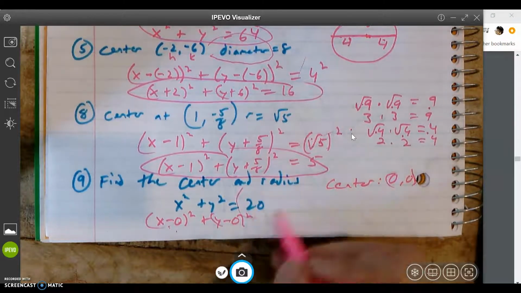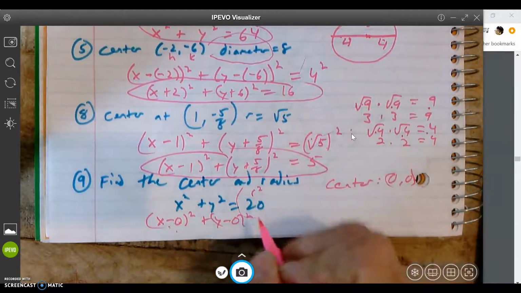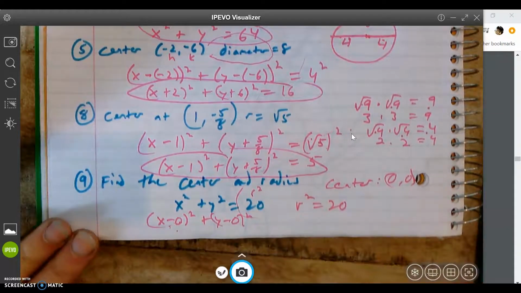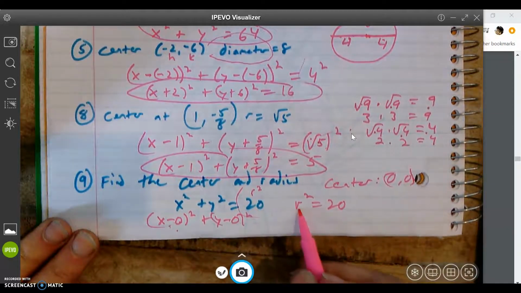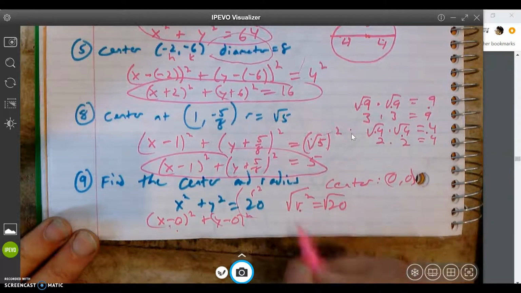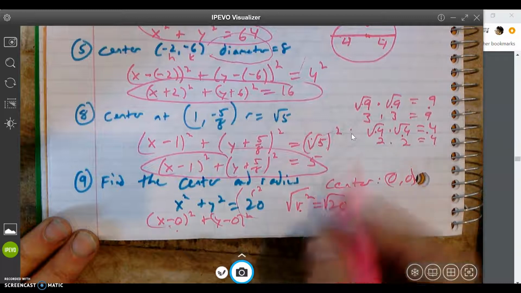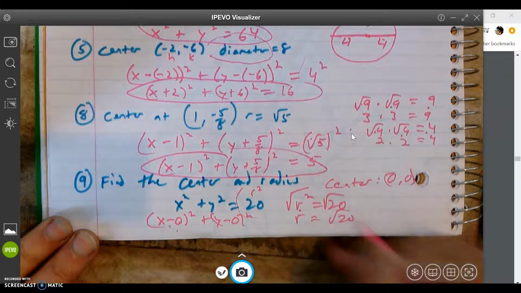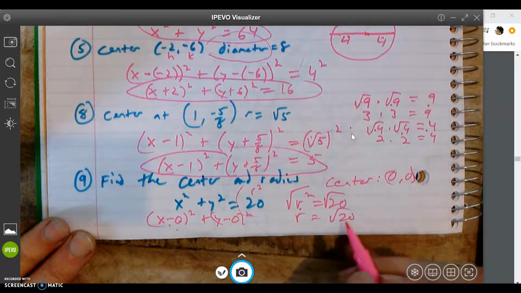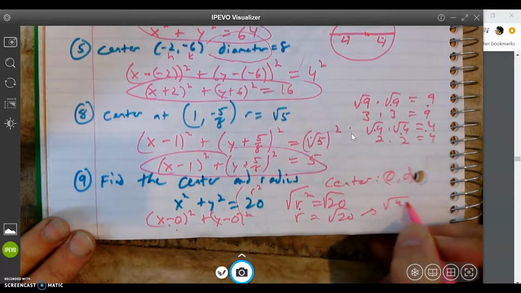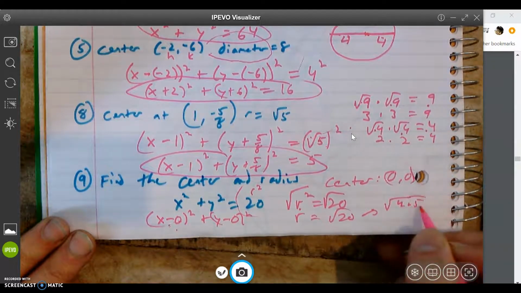And so this part is usually radius squared. So radius squared equals 20. I need to solve for r to get my radius and solve the problem. So I need to square root both sides, because square root is the opposite of squaring. We just talked about that. And so radius equals the square root of 20. But I think we can simplify that a little bit. What perfect square goes into 20? 4, right? So that's going to be radical 4 times 5, because 4 times 5 is 20.